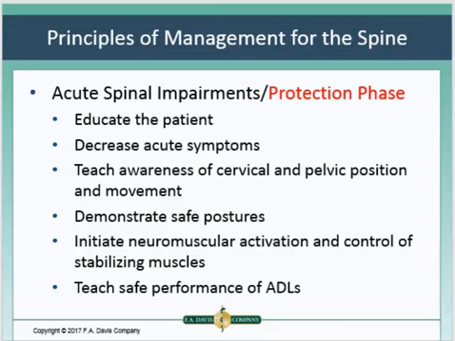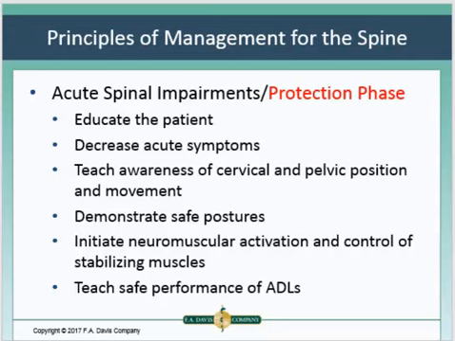Somebody with an acute spinal impairment in the protection phase, what should you be doing? So one is educate the patient. If they are a flexion bias, you need to educate them in how to decrease their acute symptoms through flexion. If they're a postural syndrome, you need to educate them on how to change postures so they don't have an increase in symptoms. So patient education is a huge part of that first day and should continue every day during the therapy session. Your goal is to decrease those acute symptoms.